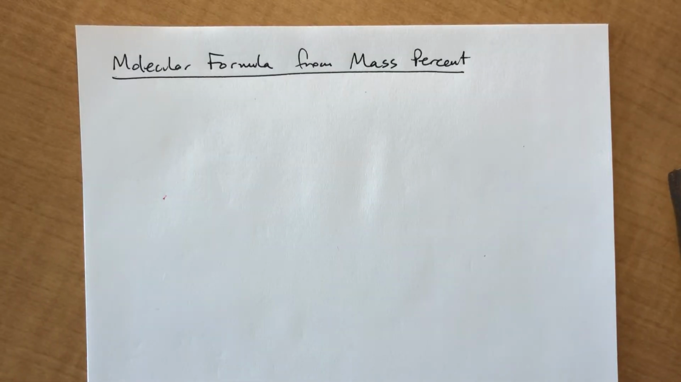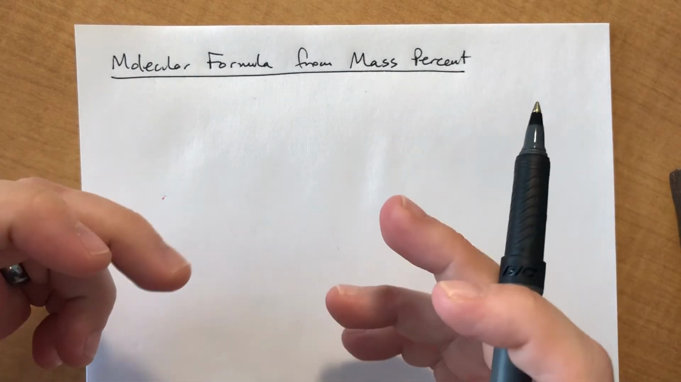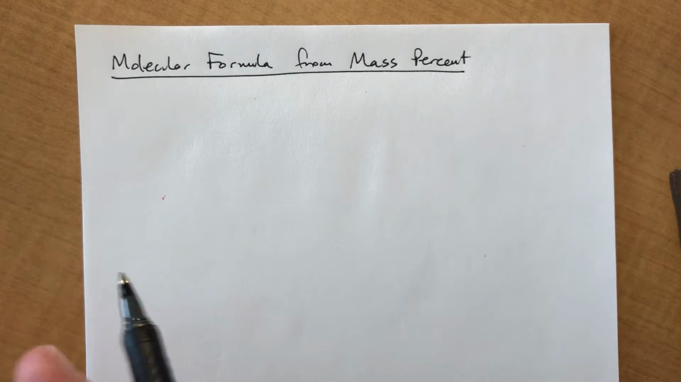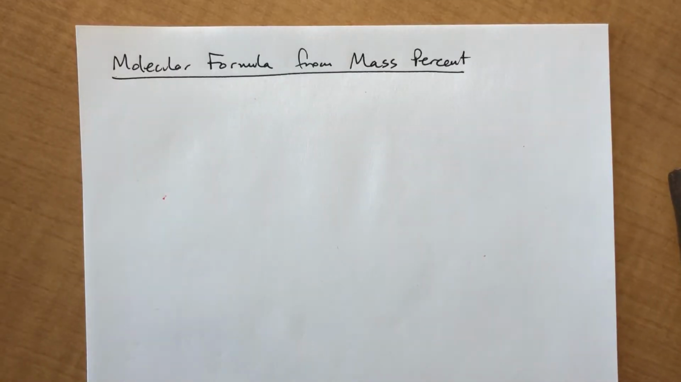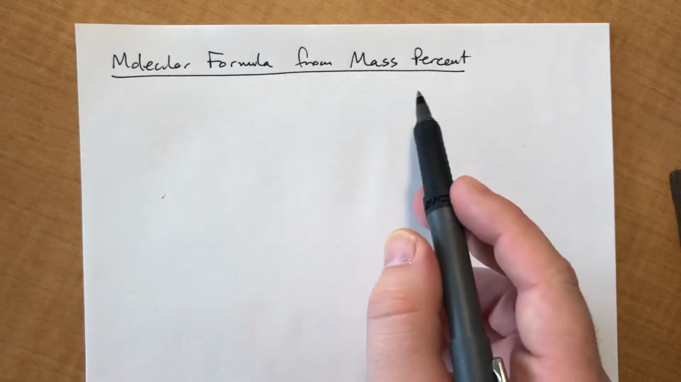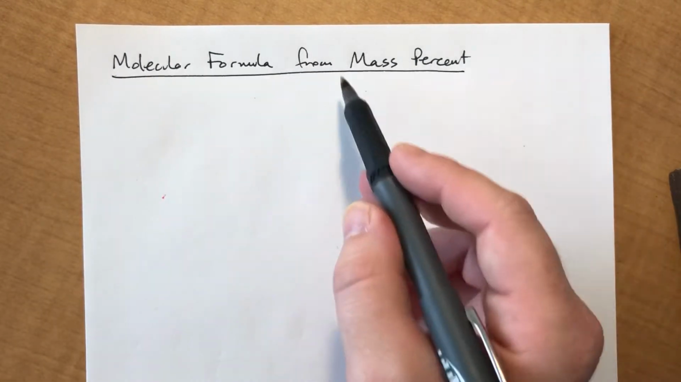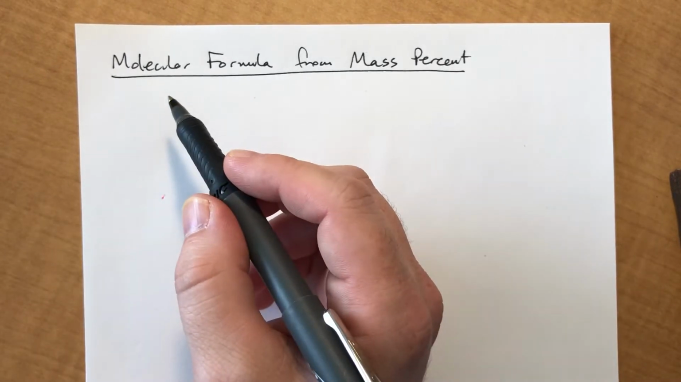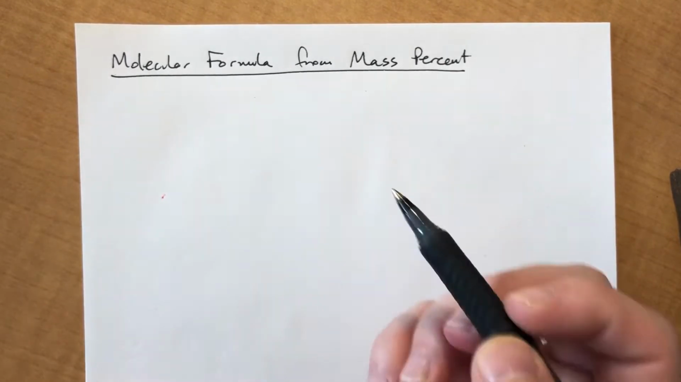Okay, in the last video, we figured out how to do empirical formulas from masses of a compound. Once it had been broken up into the individual components, we could convert it to moles and solve for the subscripts. What we're going to do in this video is start with the mass percents, like we learned how to do a couple videos ago, and figure out how to get back to the molecular formula. So basically the opposite of 2 videos ago.